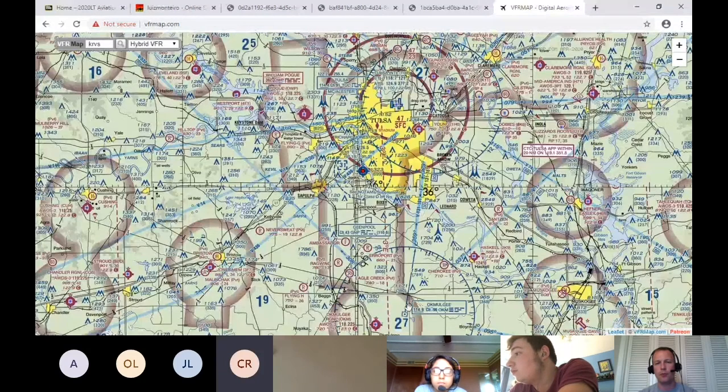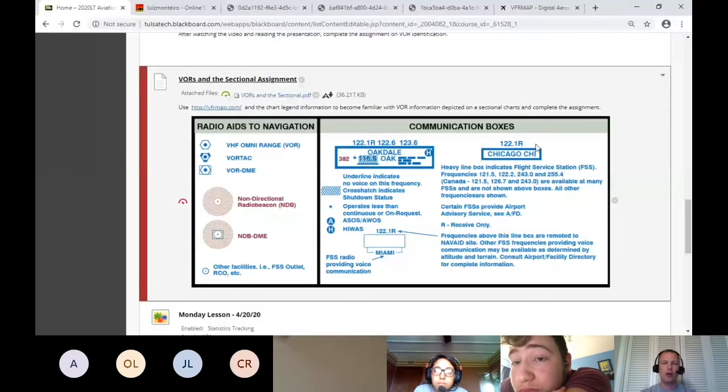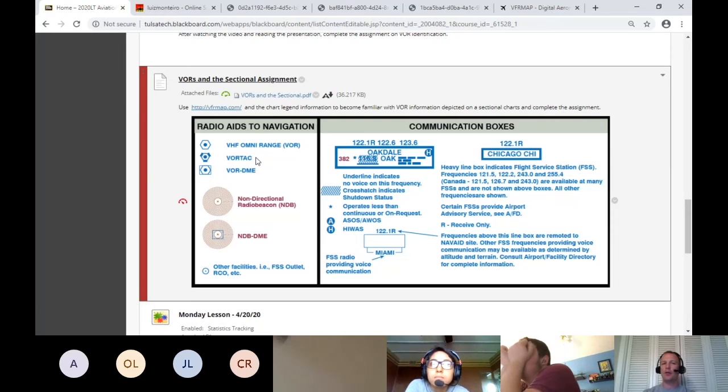And I put in Blackboard a section of the chart legend, so you can go back and see the different symbols for those VORs. There's just the plain Jane symbol here, and then there's the VORTAC or VOR-DME that both have distance measuring equipment available on that. And the videos on Tuesday talked about that. It also talks about the communication box here.